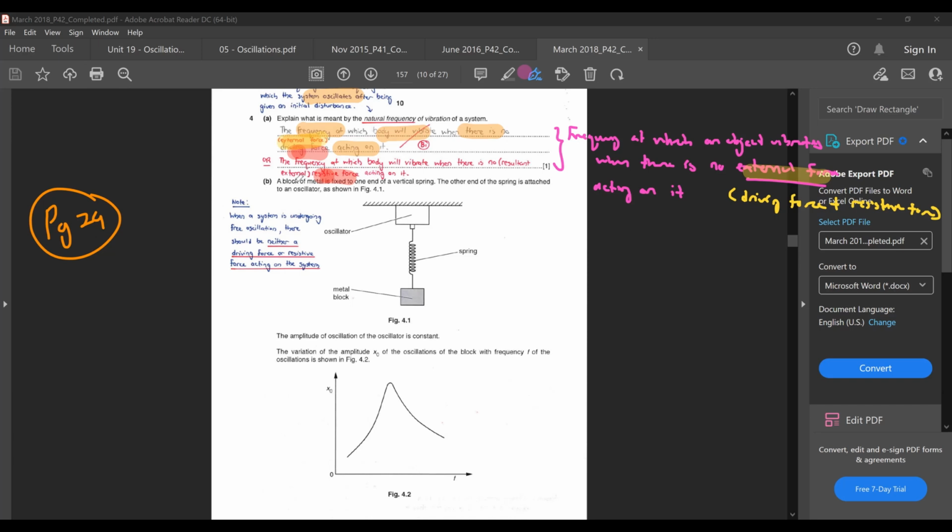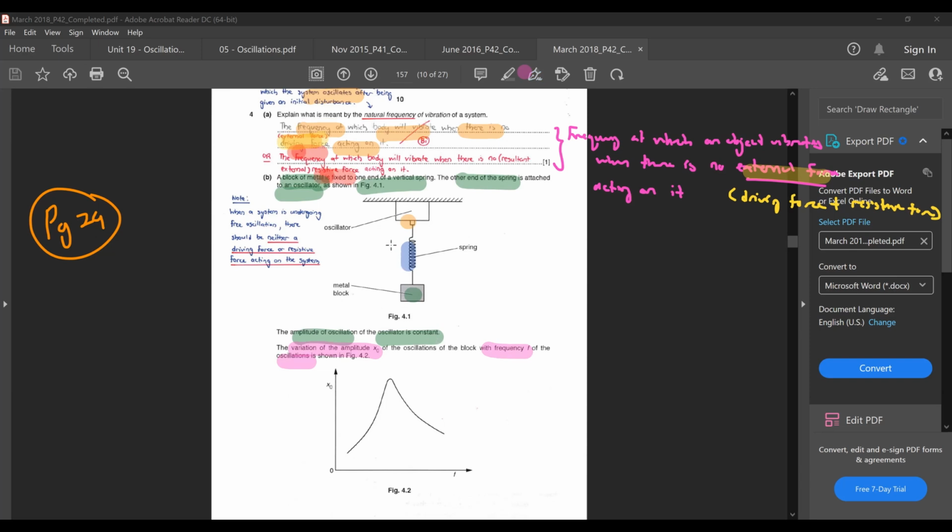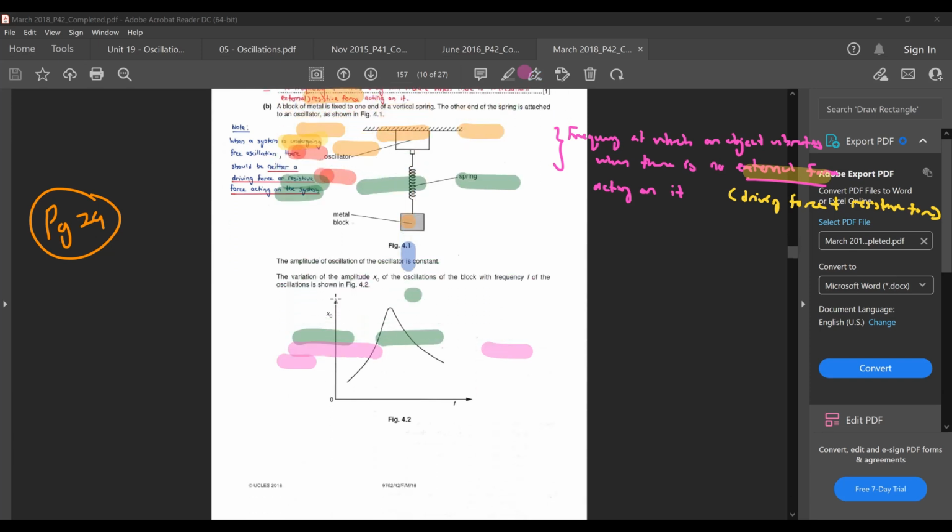So look at part B. You have a block of metal that's fixed to one end of a vertical spring. The other end of the spring is attached to an oscillator as shown here. So the amplitude of oscillation of the oscillator is constant, and the variation with frequency f of the amplitude x0 of oscillations of the block is as shown. So this little block here is connected to a spring, which is in turn connected to an oscillator. So this one is talking about a forced oscillation system because you're connected to an oscillator. So this is your resonance curve again.